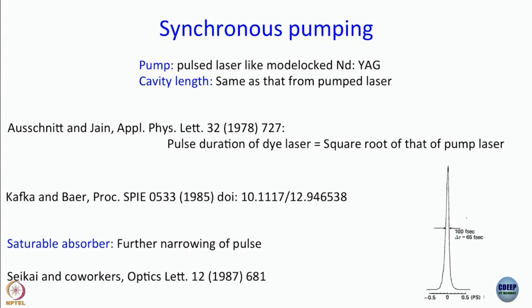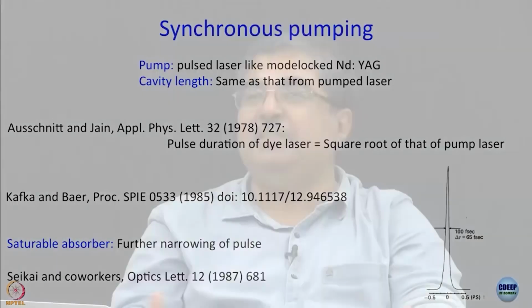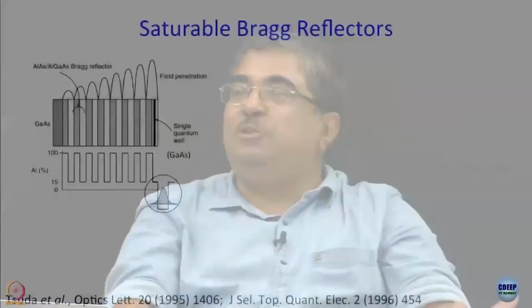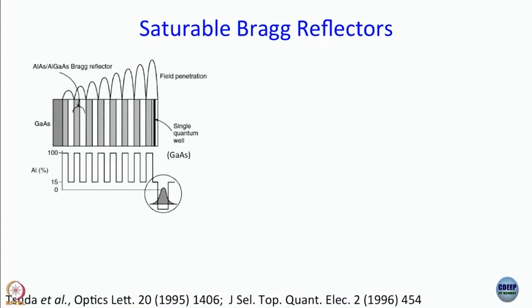So, synchronous pumping with saturable absorber for a long time used to be the state of the art for producing short pulses. Of course, now it is a thing of the past. Nobody would do anything other than titanium sapphire laser, but it is important that we know the principles, at least qualitatively. That is why we are discussing this. But everything said and done, nobody likes to use dye solution and all that anymore, because first of all they are messy.